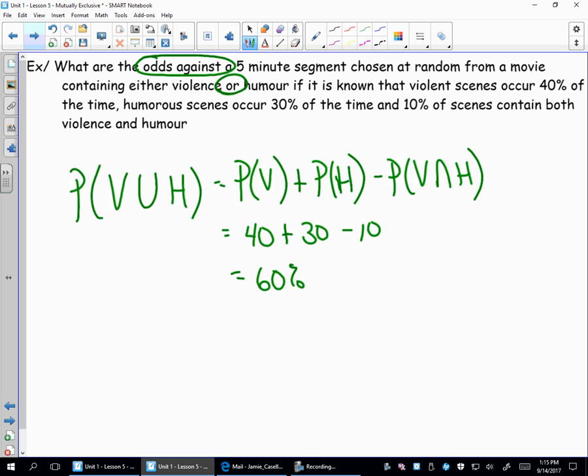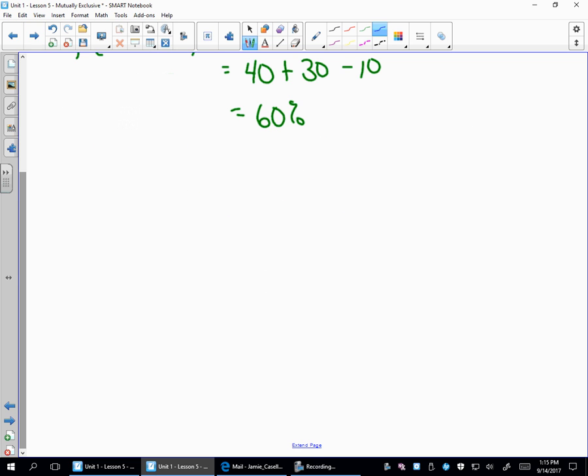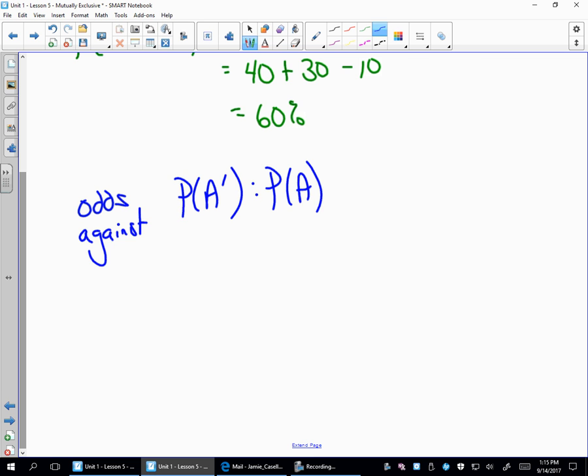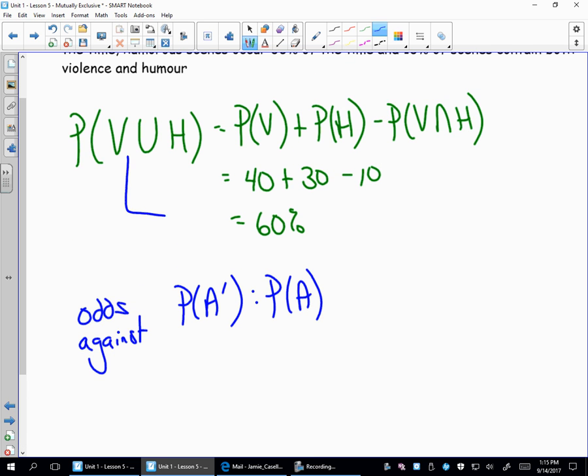But I wasn't asked for the probability of it happening. I was asked for odds of it, and in particular, the odds against. So if you go back to what we did yesterday, odds against, or the probability that it doesn't happen compared to the probability that it does happen. We just figured out the probability that it does happen. That was 60%. So what's the probability it doesn't happen? Well, that's got to be 40%. And if we reduce that, we can say 2 to 3.